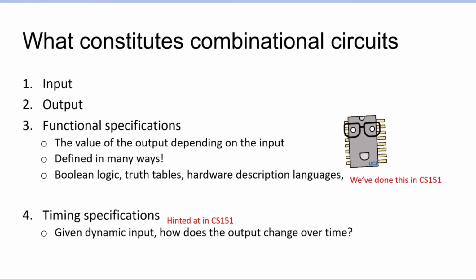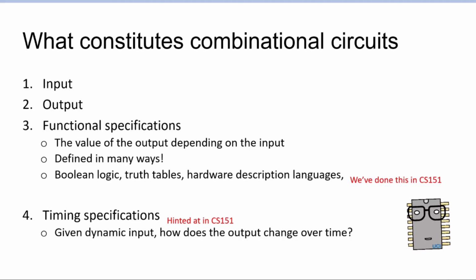So combinational circuits are specified using the functional specifications of the circuit. So how is the output generated from the input, the value of the output depending on the input? This can be defined in many ways, including Boolean logic, truth tables, and some higher level hardware description languages, Verilog, VHDL, Chisel, BlueSpec. There's a lot of these examples. And we have done this in CS151 already. We've already worked with Verilog to design combinational circuits.